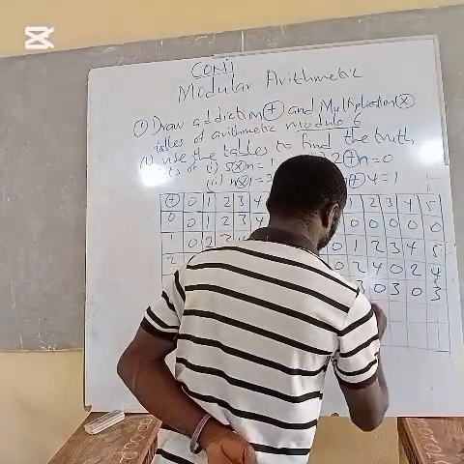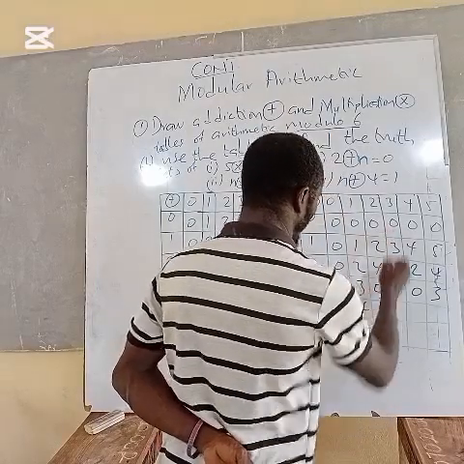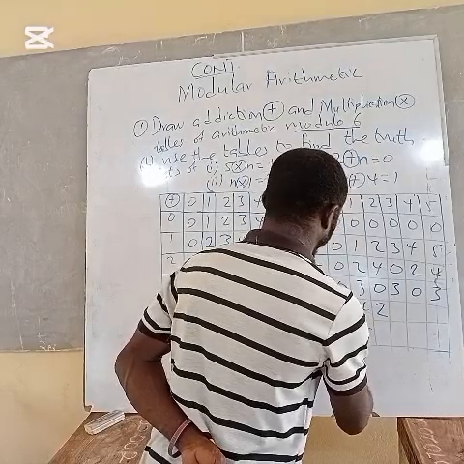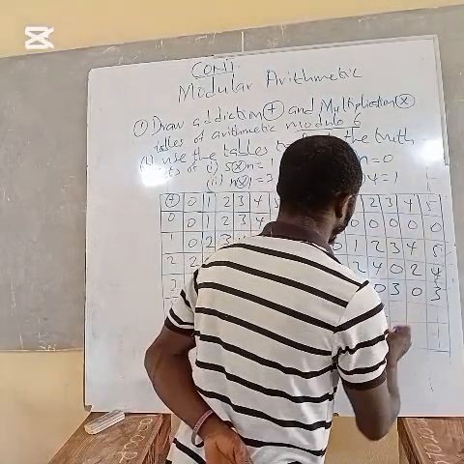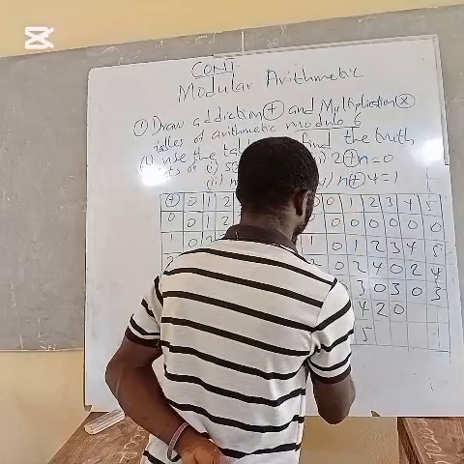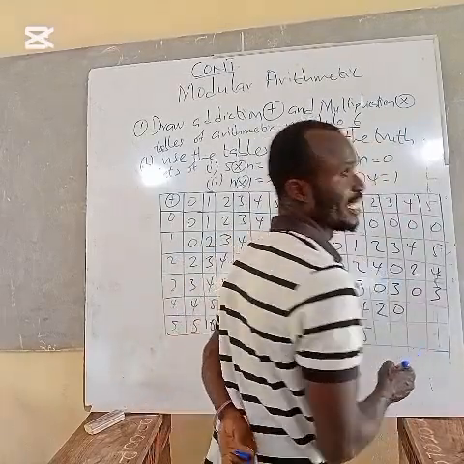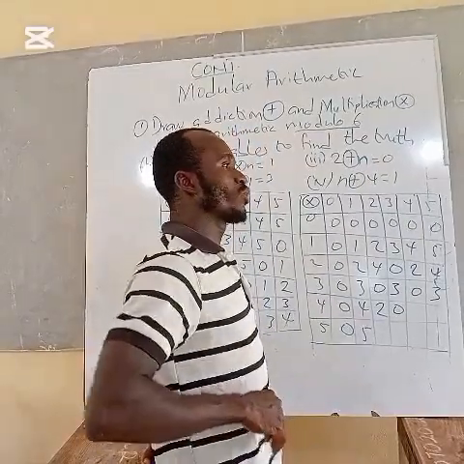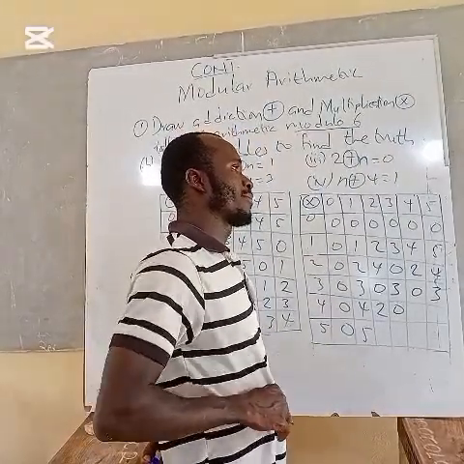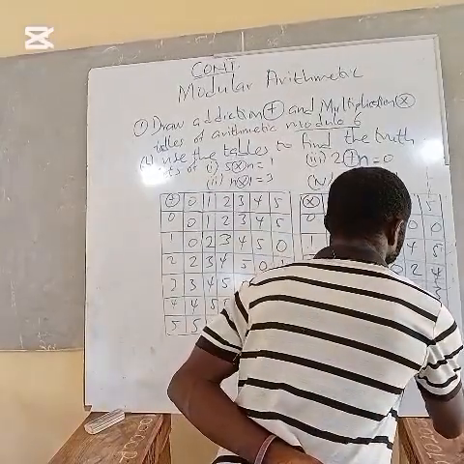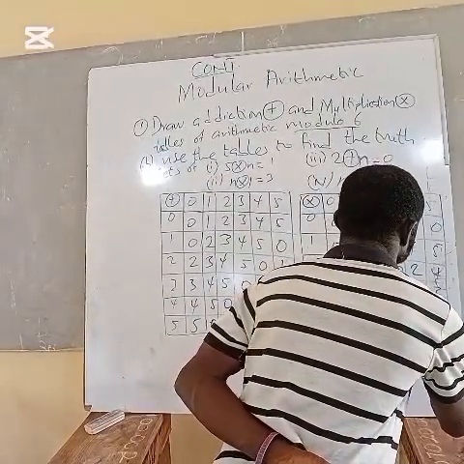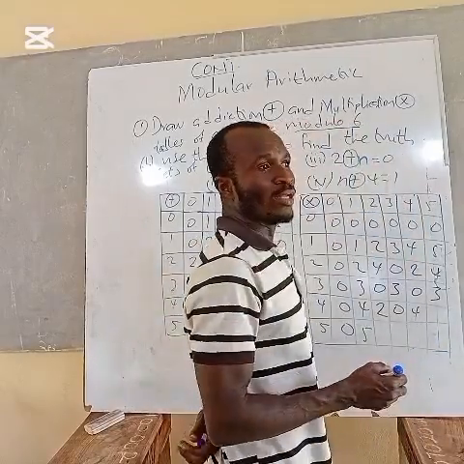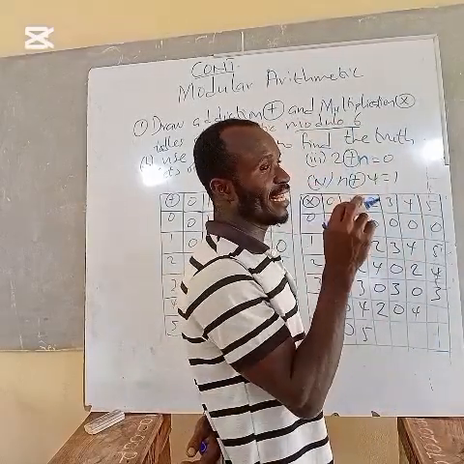4 times 1 is 4. So here we have the same number. 4 times 2 is 8. So we have 2 here. 4 times 3 is 12. You have 0. 4 times 4 is 16. 6 will go into 16 2 times and remainder 4. Then 4 times 5 is 20. 6 into 20, 3 times, that's 18. Then remainder 2.